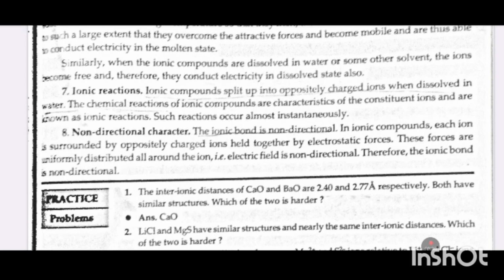Non-directional character. The ionic bond is non-directional. In an ionic compound, each ion is surrounded by oppositely charged ions held together by electrostatic forces. These forces are uniformly distributed all around the ion, that is, the electric field is non-directional. Therefore, the ionic bond is non-directional.